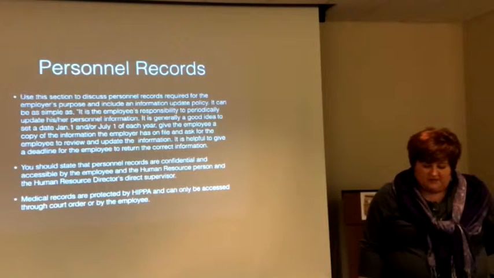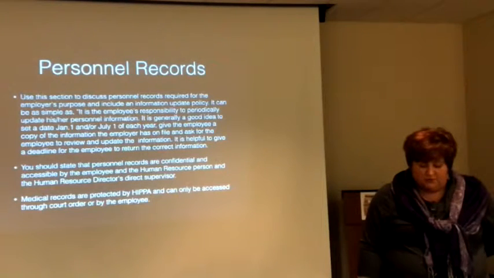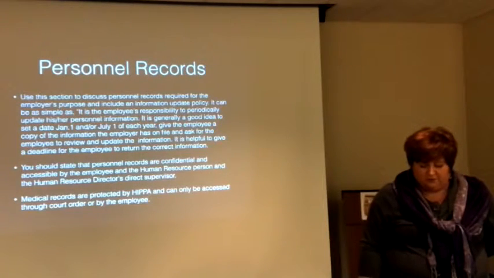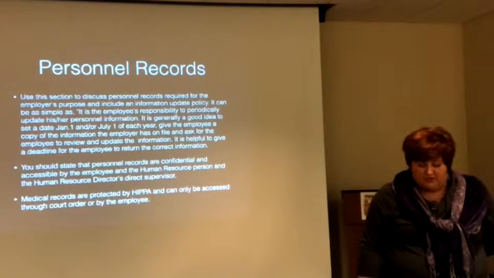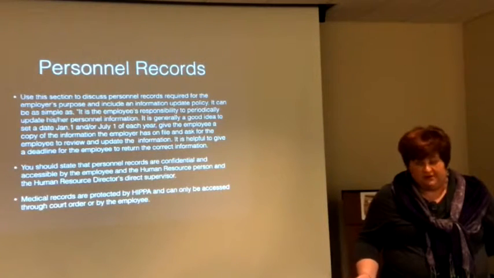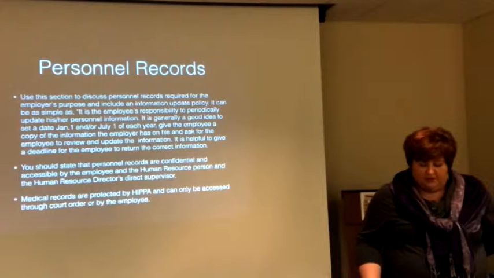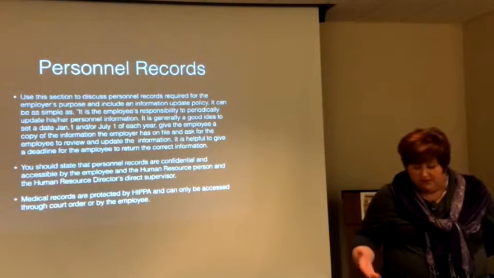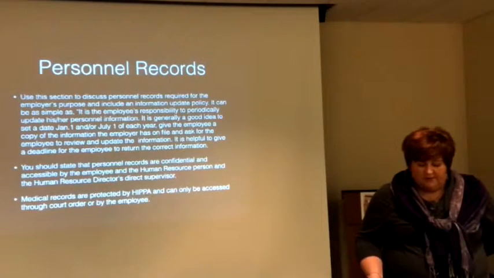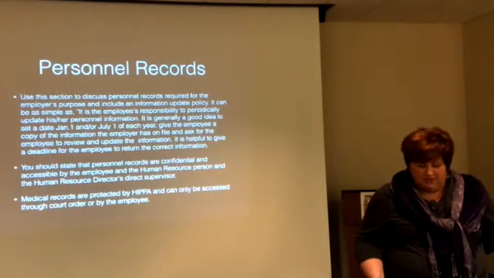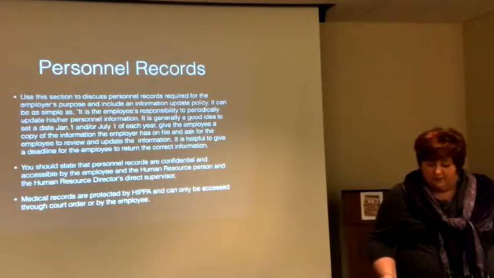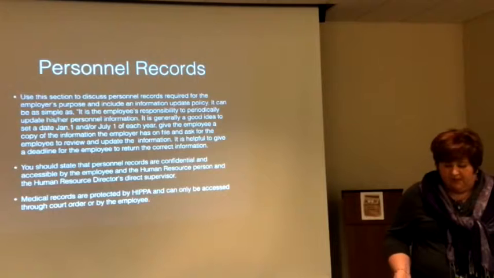You want to use this section to discuss personnel records required for the employer's purpose and include an information update policy. It can be as simple as saying it is the employee's responsibility to periodically update his or her personnel information. It is generally a good idea to set a date, January 1st and/or July 1st of each year, to give the employee a copy of the information the employer has on file and ask the employee to review and update their information. It is helpful to give a deadline for the employee to return the correct information.